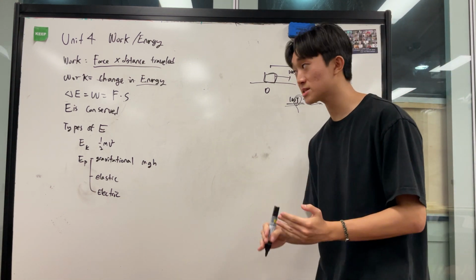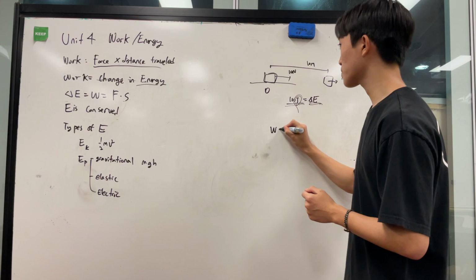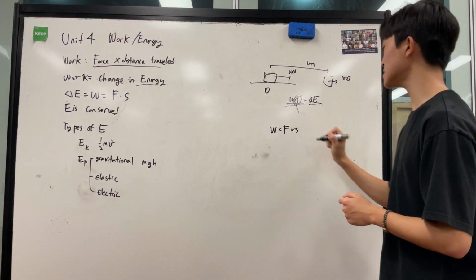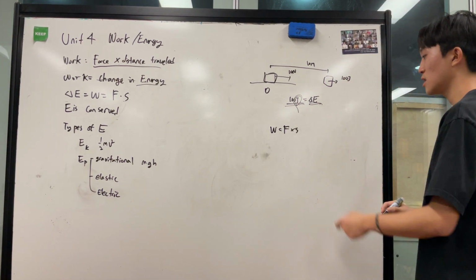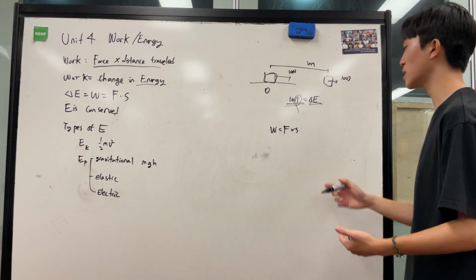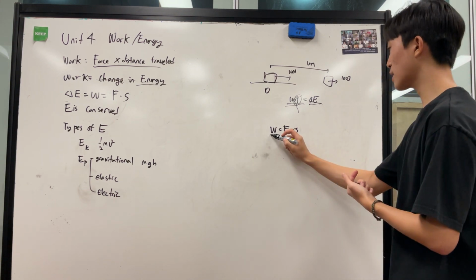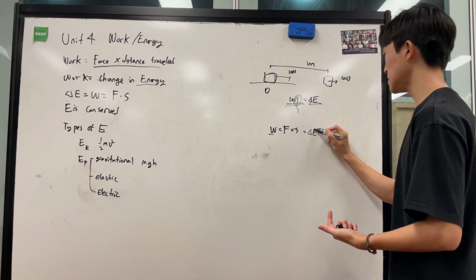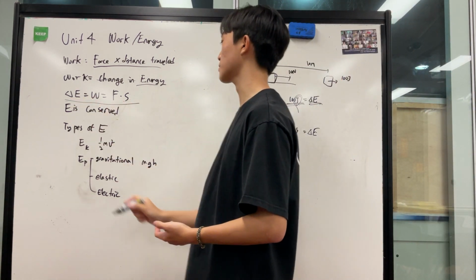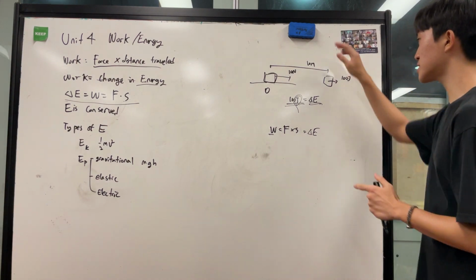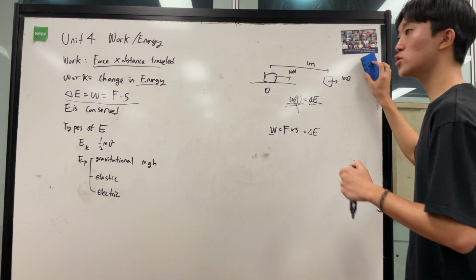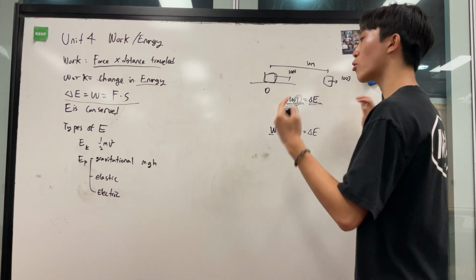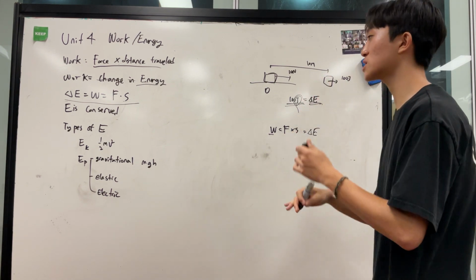Now we can express this in equations. Work is equal to force times distance. For distance, we often use S. We use X, we use different things, but normally we just use S. And again, work is equal to the change in energy, which is delta E. And that's expressed over here. I'm pretty sure this is on your formula sheet, so you won't really have to memorize it, but it's important to understand this formula, to understand why this works.